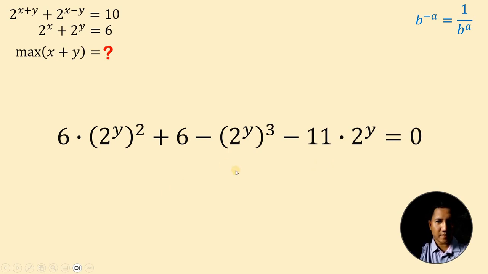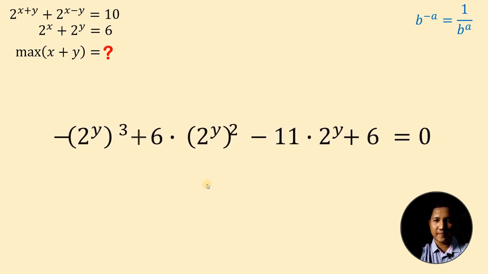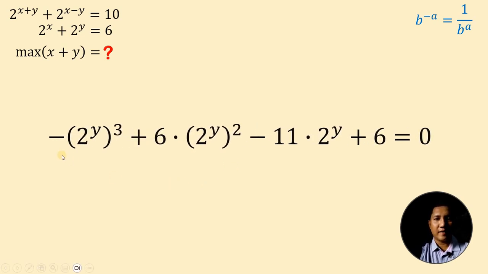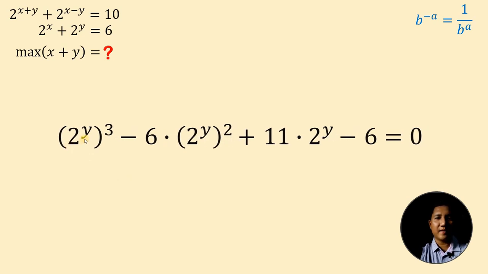Alright. Now, let's rearrange some terms a little bit, so the exponent of 2 raised to y is in decreasing order. Now we have a negative on our first term. So, to eliminate this negative, let's multiply all terms by negative 1. If we do that, we get positive 2 raised to y cubed minus 6 times 2 raised to y squared plus 11 times 2 raised to y minus 6.